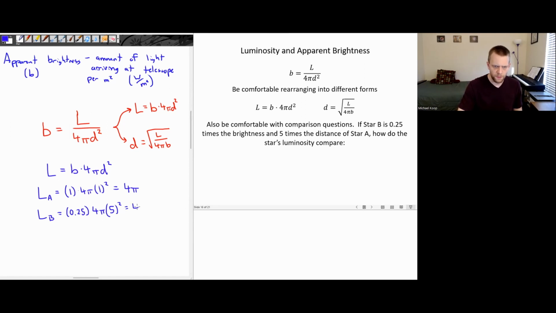I'm going to leave the 4 pi the same and multiply out 0.25 times 5 squared. So all the new numerical terms that we've introduced, let's multiply those together. So 0.25 times 5 squared, I get 6.25.